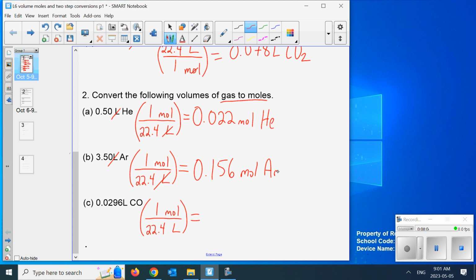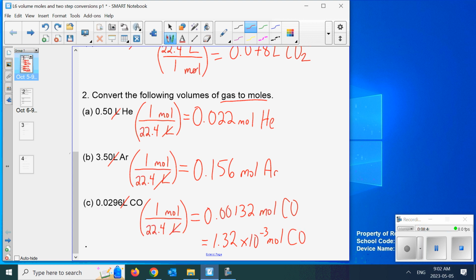Okay, the next one, 0.0296. So three significant digits divided by 22.4. 0.0013214286. So I'm going to cut it off with three digits, 132. Liters are gone. Moles of carbon monoxide. This could have been, if you have a calculator that does this, 1.32 times 10 to the minus 3. I still, myself, try to write double zero instead of the scientific notation, but same thing.